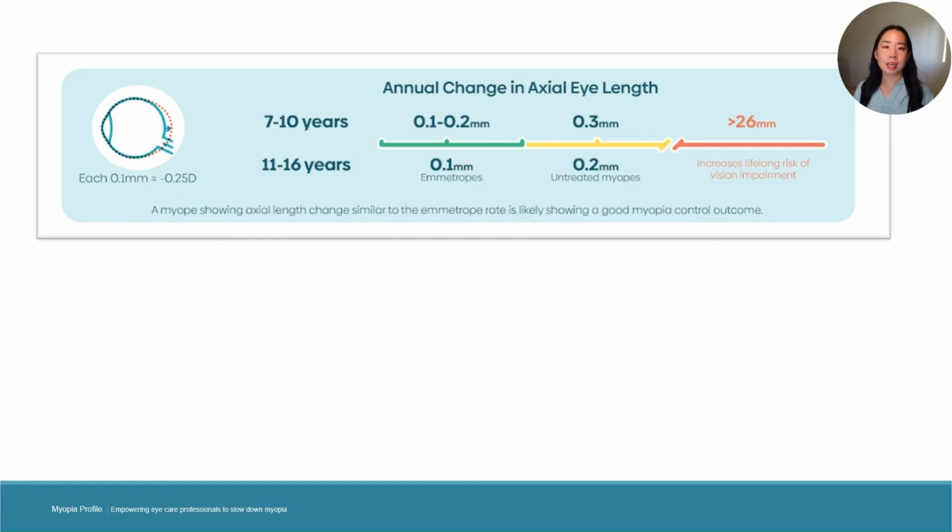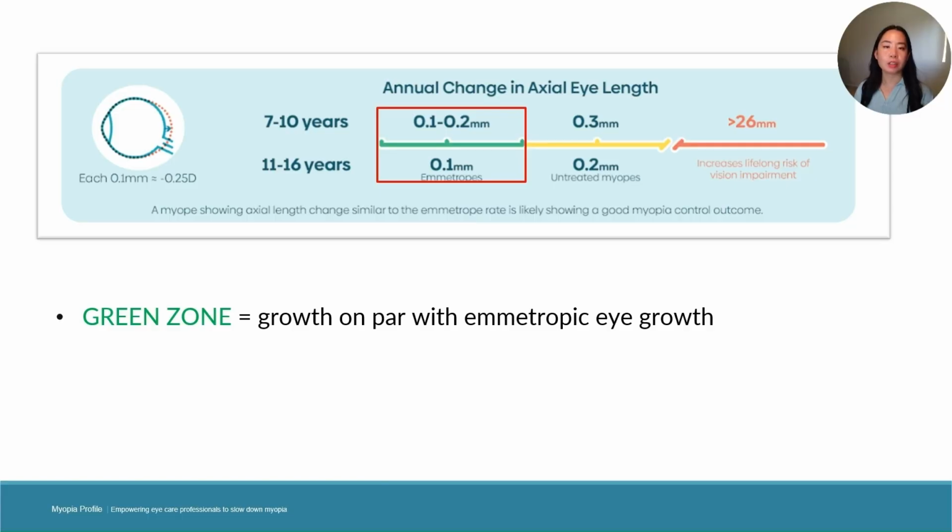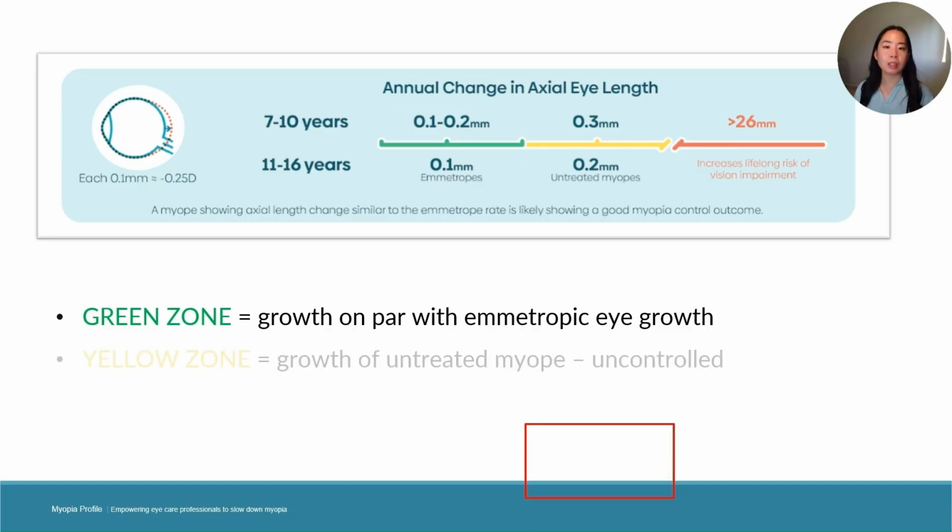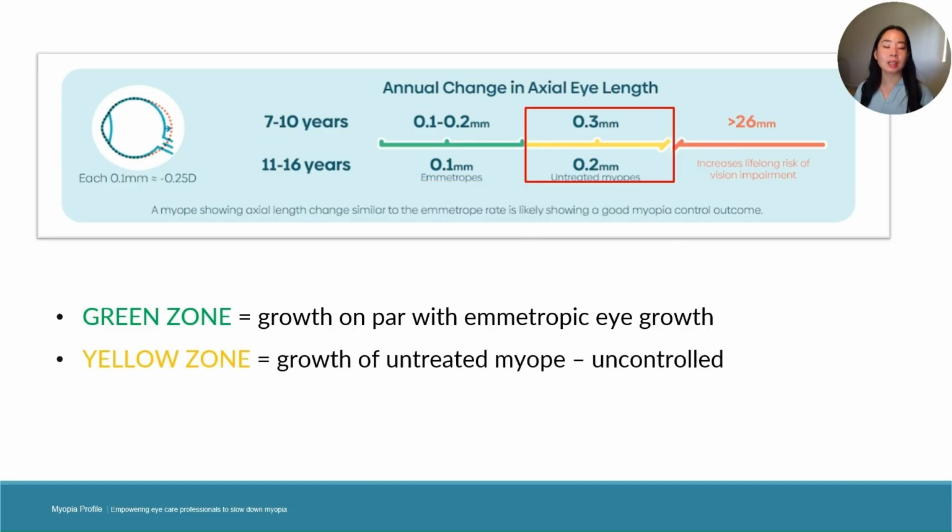So an easy way to gauge the success of your myopia management is by looking at the colored regions on the infographic. Observing eye growth in the green zone in a myope is a good result, because it means that the treatment has brought the myope to the same growth rates as an emmetrope of the same age. If you see growth around the yellow zone, this means that there is poor control of myopia.